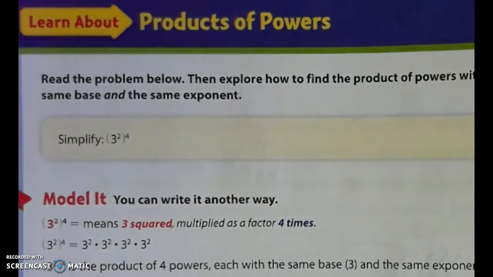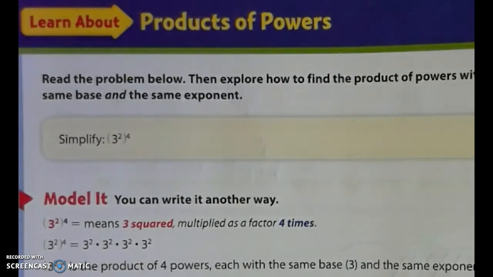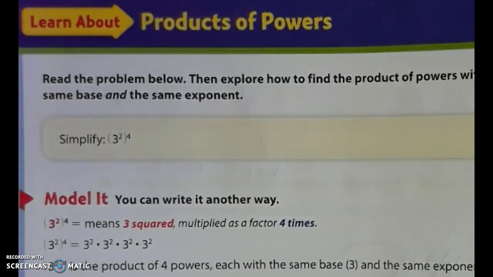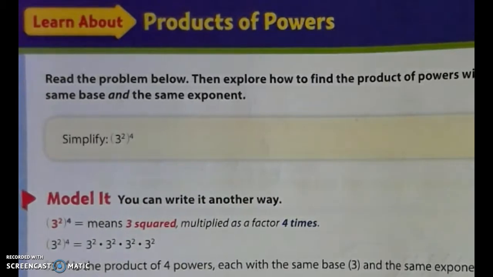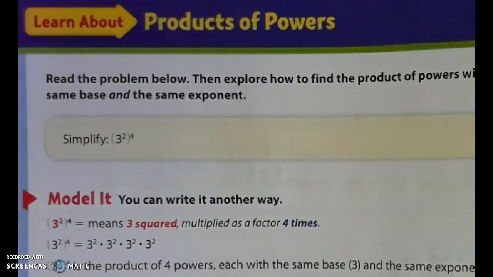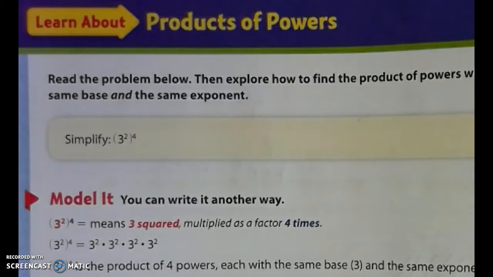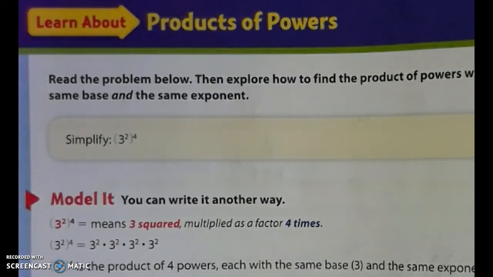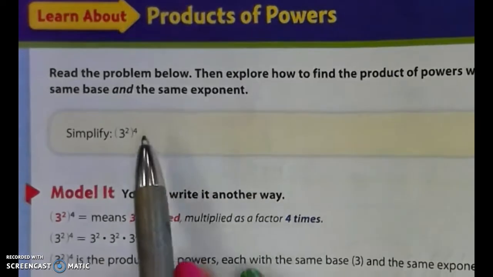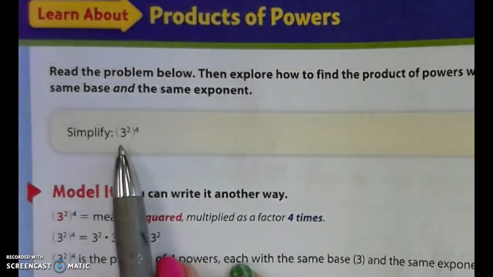Products of powers. Read the problem below, then explore how to find the product of powers with the same base and the same exponent. Simplify 3 squared to the 4th. I told you guys yesterday, these sound weird when you read them. They sound weird, they look weird. It's got 2 exponents. When I read it, I have to read the exponent twice. 3 squared to the 4th. That means that I have 4 factors of 3 squared.